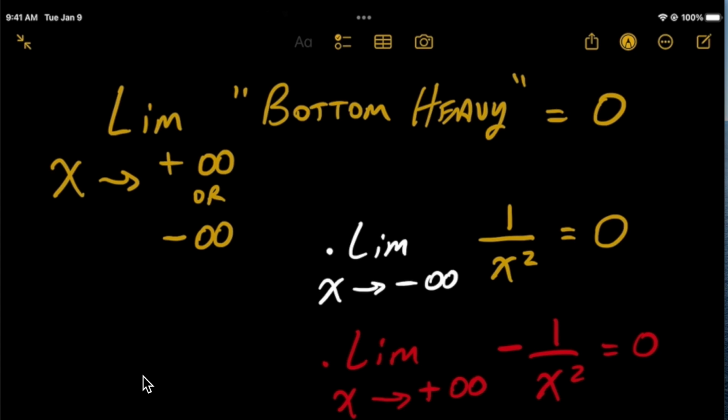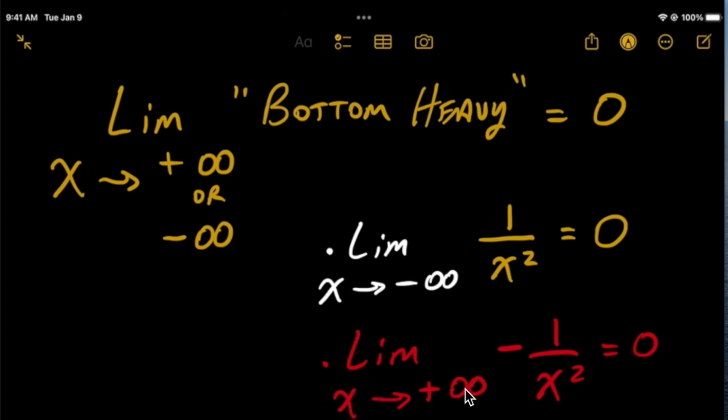In this video, we're going to talk about why when you take the limit of a bottom-heavy function as x goes to either positive or negative infinity, the result is 0. So let's look at these two limits. We see here as x is approaching negative infinity, this bottom-heavy function, the limit is 0. And the same is true if we make this negative f of x and we go to positive infinity.